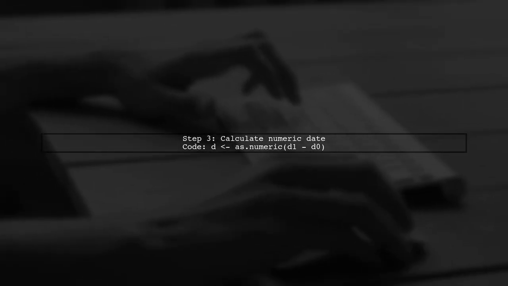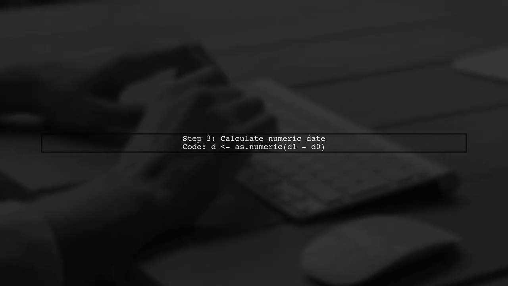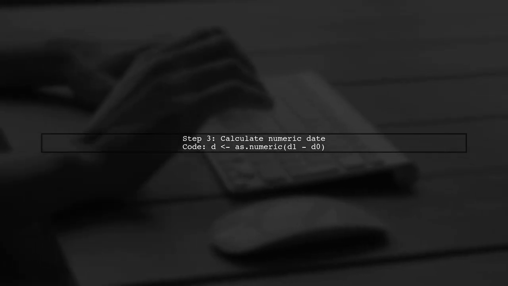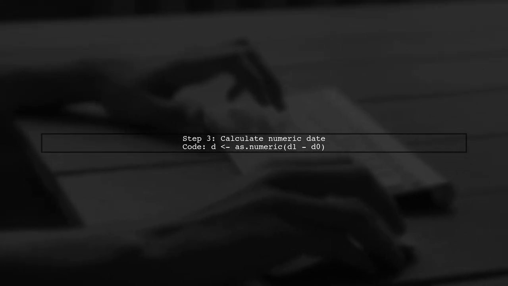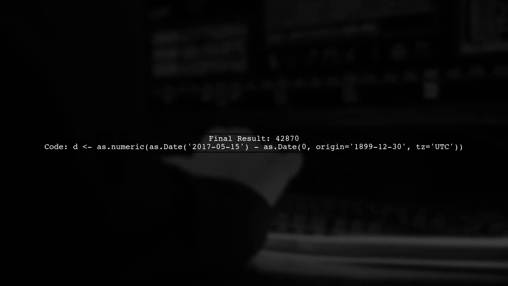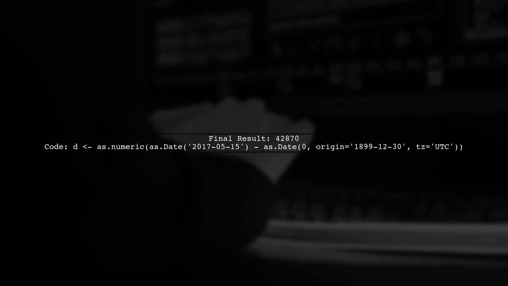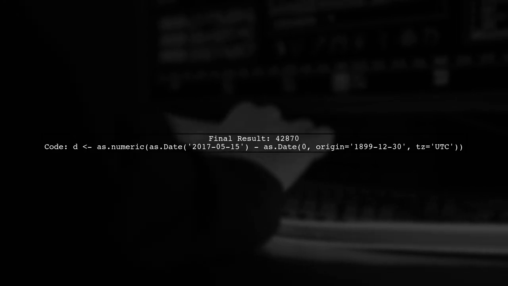Next, create a date object for your specific date, in this case, May 15, 2017. Then, calculate the difference between your date and the reference date, converting it to a numeric value. You can also do this in one line. The result for May 15, 2017 will be 42870, which matches Excel's numeric serial date.